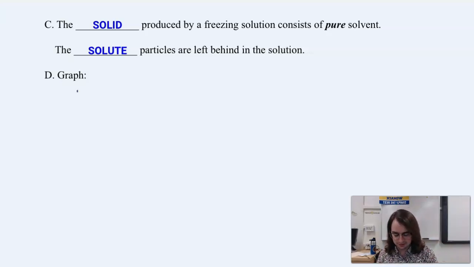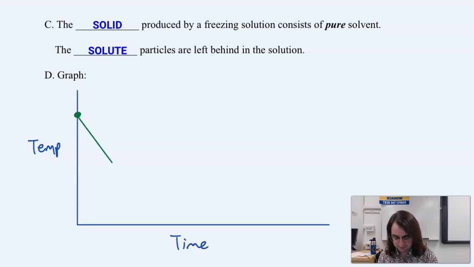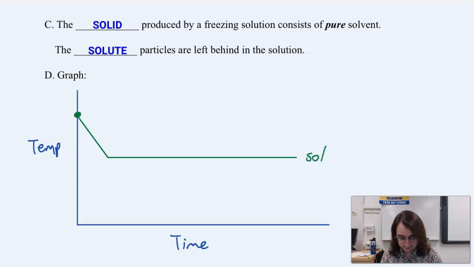So we can show that in a graph, very similar to a graph that we've done before. We have temperature versus time. And this time, let's start kind of high, because now we are starting at a high energy, and we are going to decrease the amount of energy that's in our substance, and then we freeze it. So this should be what a pure solvent looks like, or a pure substance, whichever one. That's just the solvent by itself.